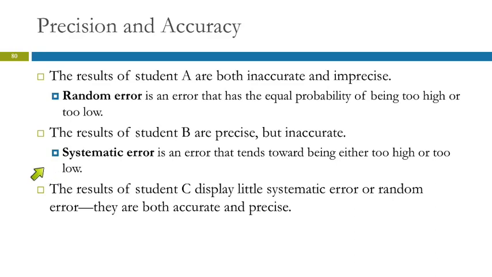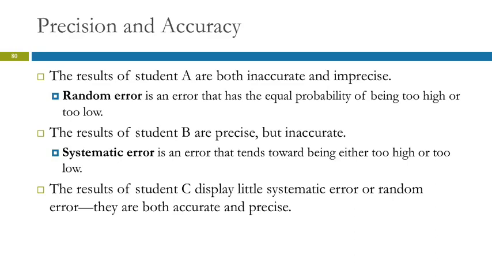Systematic error is more troublesome. This is an error that's usually either high or low. So for student B, the average was low and all of the values were low. There was a systematic error going on. It could be caused by not using the instrument correctly. It could be caused by the instrument not being calibrated or some other factor that we're not aware of.